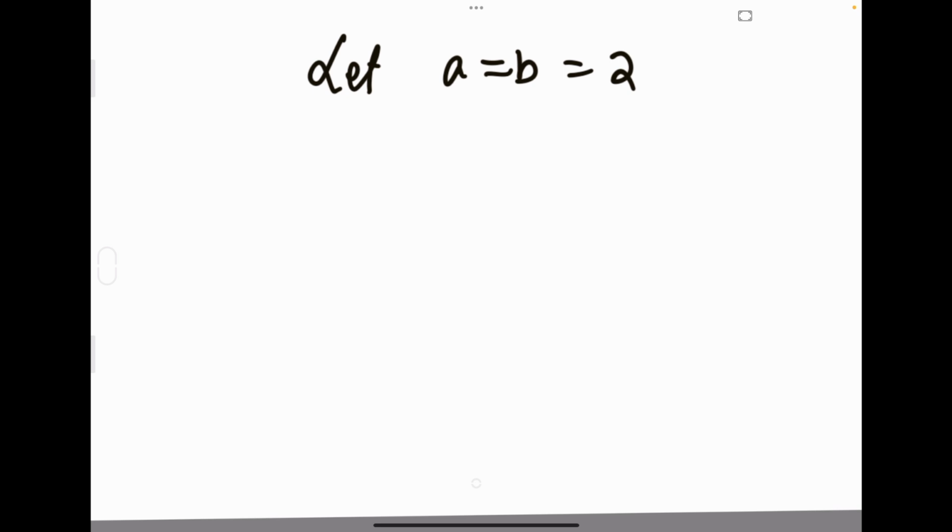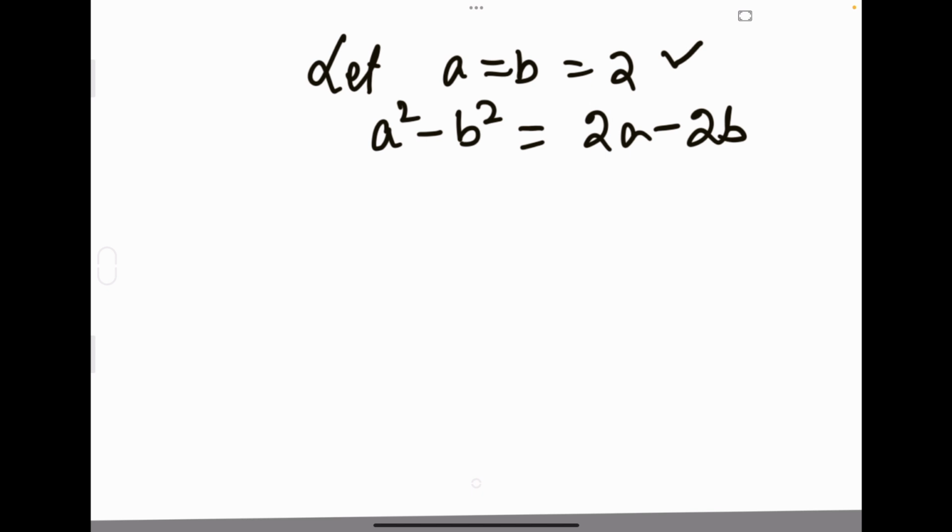So this is a square minus b square equal to, I can write, 2a minus 2b. So under this assumption, this identity is correct because left hand side equal to right hand side. If you put the value of a and b equal to 2, the left hand side will be 0 and the right hand side will be 0. So left hand side is equal to right hand side. So this is called a mathematical identity.